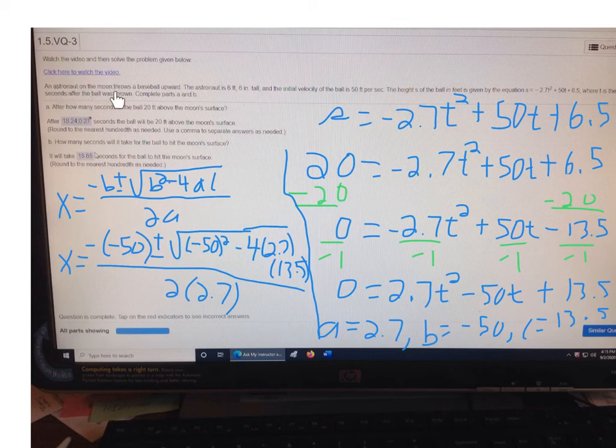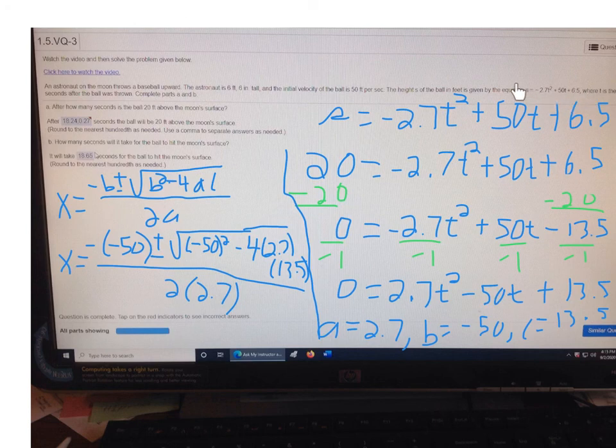An astronaut on the moon throws a baseball upward. So the gravity is going to be a little different on the moon. It tells you the height of them and gives you all this info, which is okay, but what you really need is the equation. That 50 feet comes from the initial velocity, and this 6.5 feet tall. So they give you the equation where the info's over here, where t is in seconds after the ball's thrown.